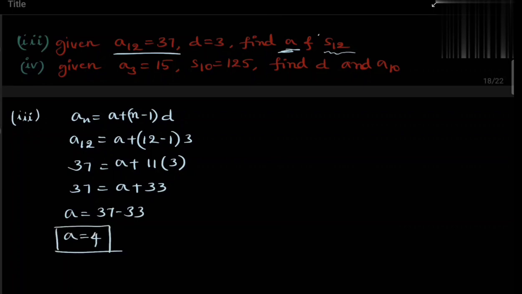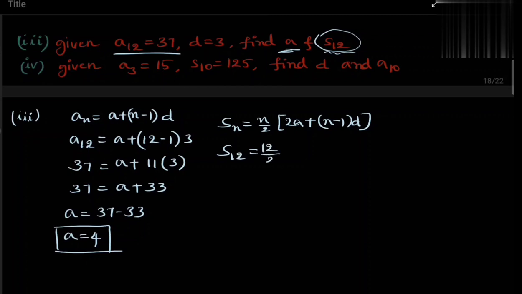So next we want to find the sum of the first 12 terms, that is Sn. We know that the sum of the first n terms, Sn, is equal to n by 2 into (2a plus (n minus 1) into d). Here Sn is nothing but S12, so n is 12 by 2, into 2 times a. We calculated a, that is 4. Substitute here, plus n is 12 minus 1.